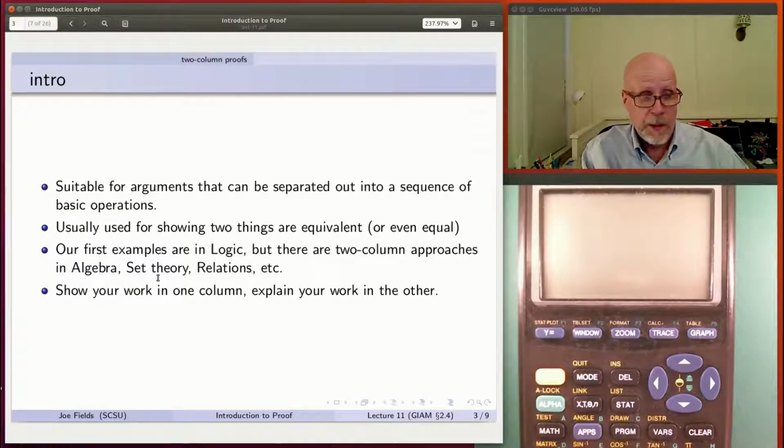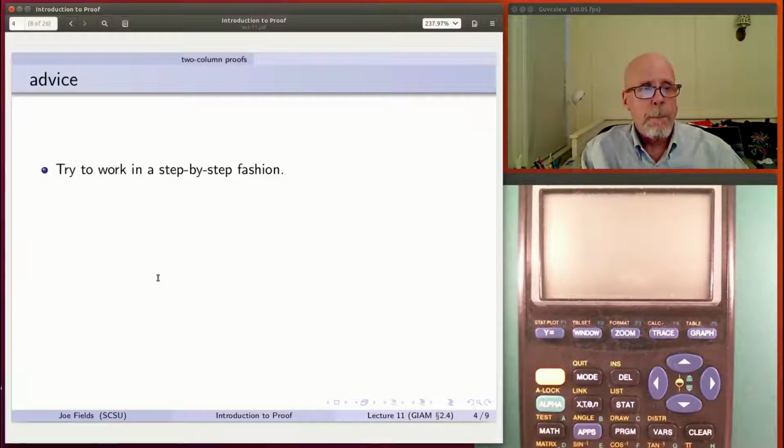So I think I already said this. What the two columns consist of is one column where you do your work and the other where you explain your work. You say what rule allowed me to do that step. A couple of pieces of advice that I want you to think about, especially while we're going through examples, but later when you're trying to do your own. Try to be as step-by-step as possible. Don't combine a lot of things together.